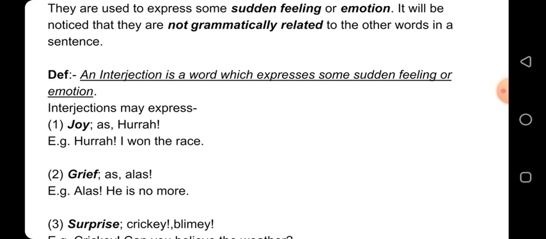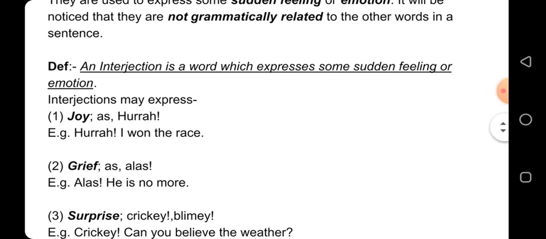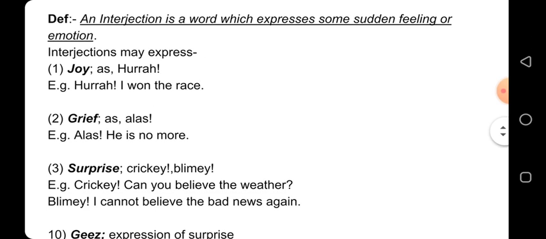expressed through different words. There are hundreds of words for different expressions, but I'm going to discuss a few mostly used words. The first one is for joy. So, hooray, I won the race. So, hooray shows feeling of joy. All right. Then, feeling of grief. Alas, alas, he's no more.